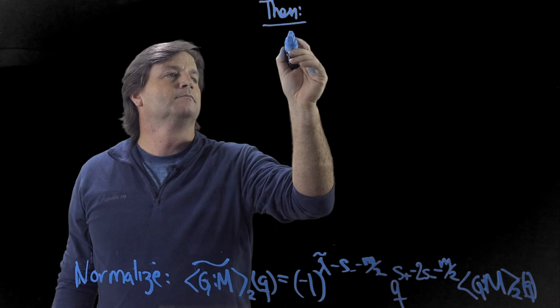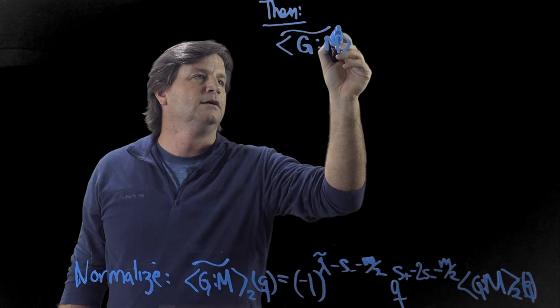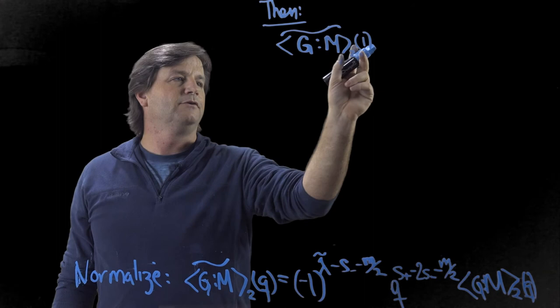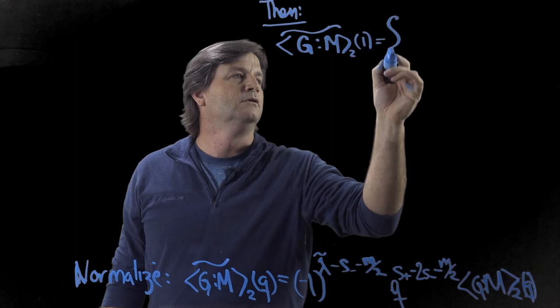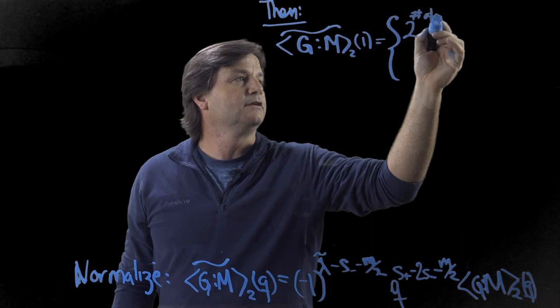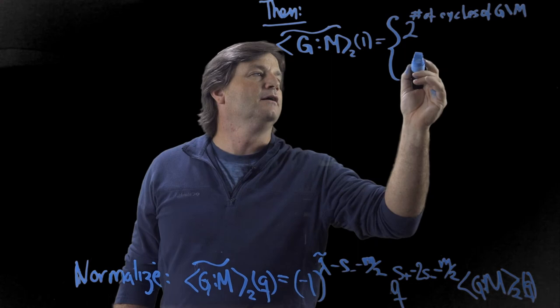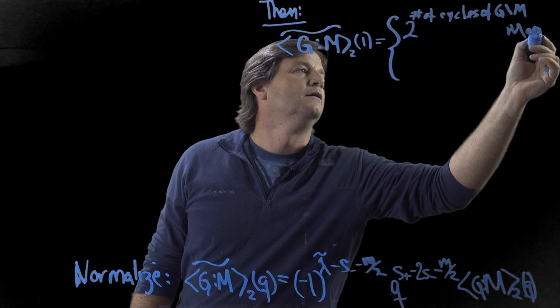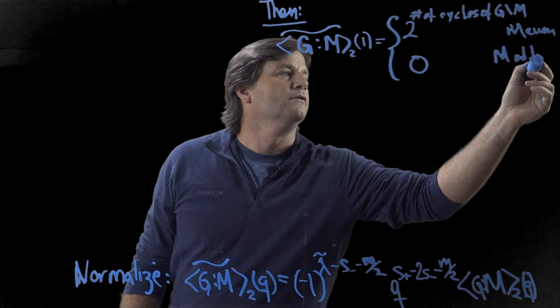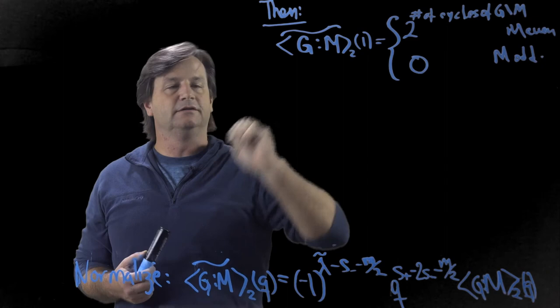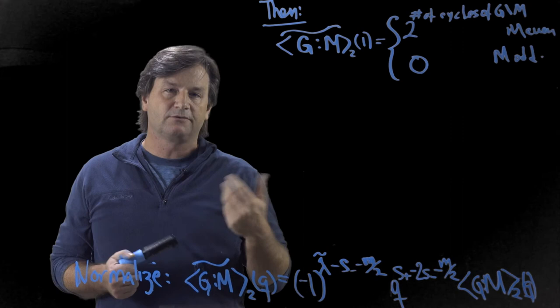So if you take a graph with a perfect matching, you take its normalized two-factor polynomial, and you plug 1 into it, then it's equal to, just what you'd expect, the number of cycles of G minus M. Those are just the circle components. If M is even. And it's 0 if M is odd. So if M is an even perfect matching, then you compute it, and it picks up exactly the right count, the exact same count as you would get in the Jones polynomial.